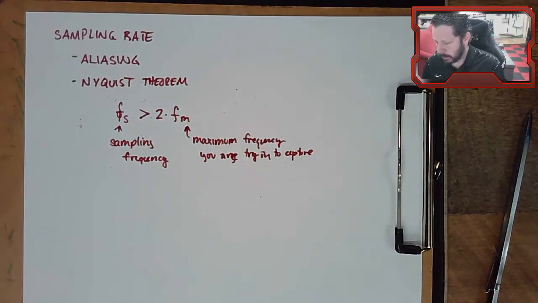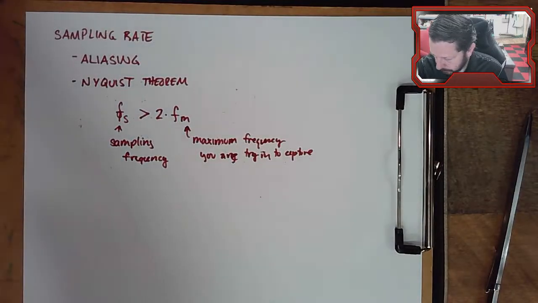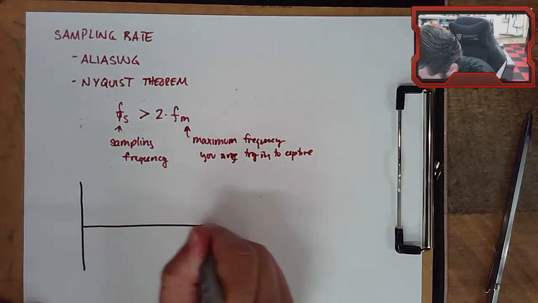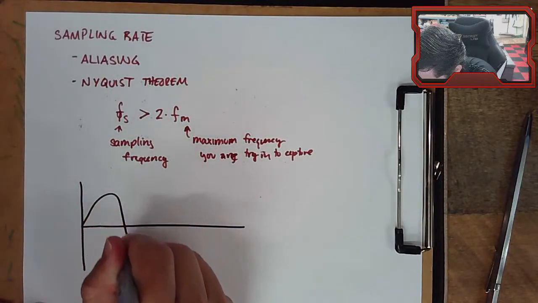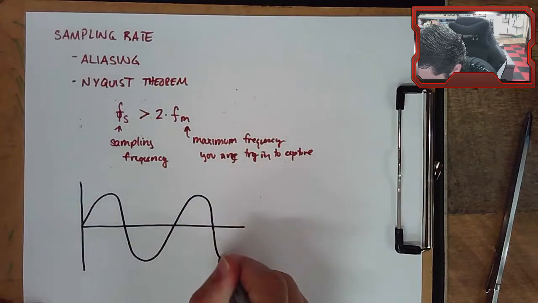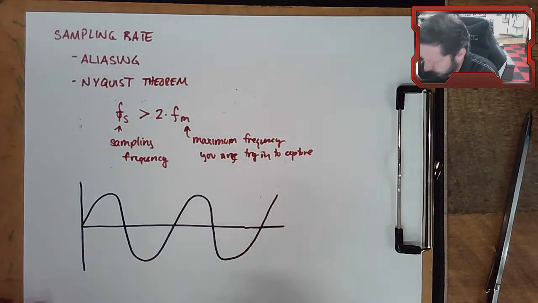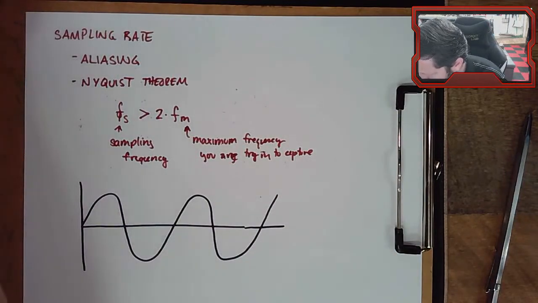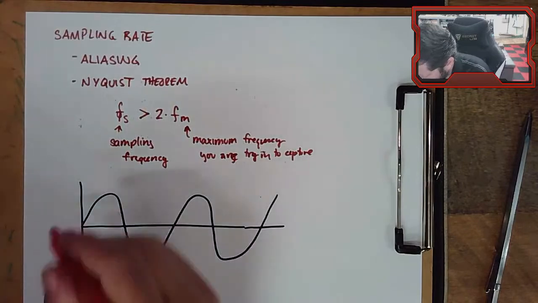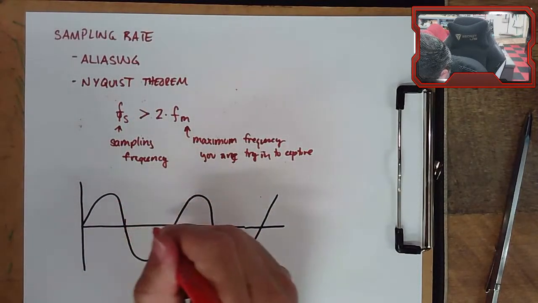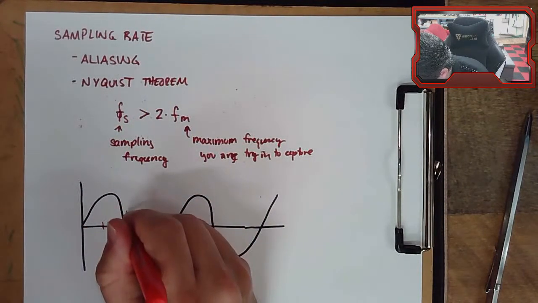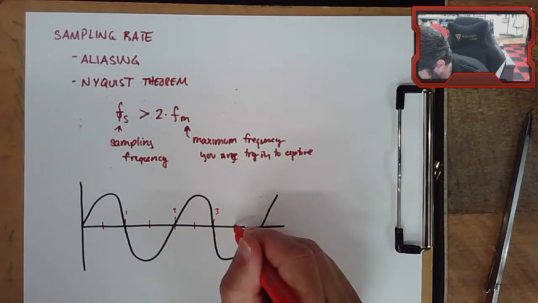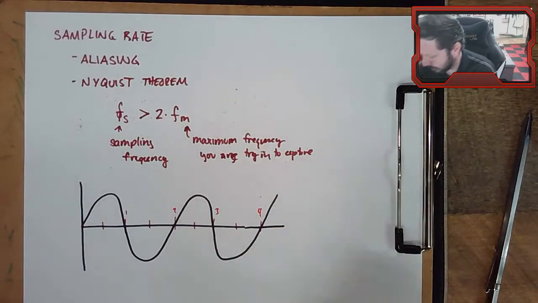All right, so for instance, let's say this is your signal you're trying to capture. It's a sine wave like signal. It should be neater, but this is what we got. And we'll say that this is 1 second, half second, 1.5, 2, 2.5, 3, 3.5, 4 seconds.